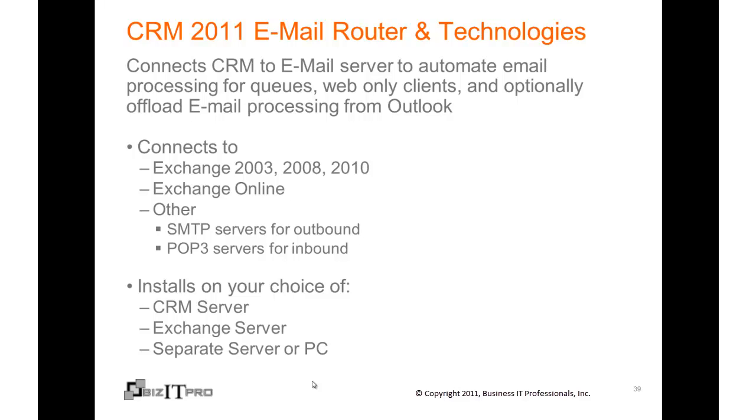The email router can be connected to Exchange 2003, 2008, and Exchange 2010. Also, Exchange Online, or BPOS, is supported. Other servers include SMTP servers for outbound email and POP3 email accounts for inbound. The email router can be installed on your choice of the CRM server, the Exchange server, a completely independent server, or even a PC running Windows 7.